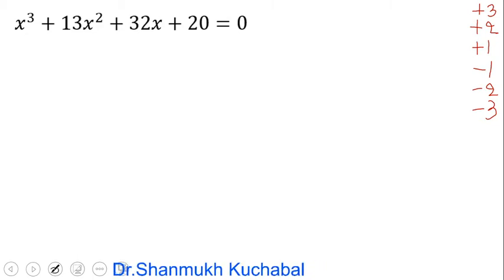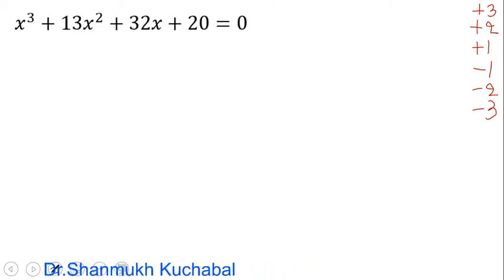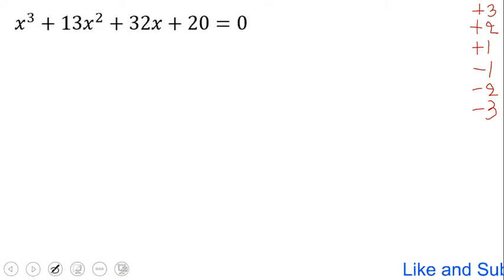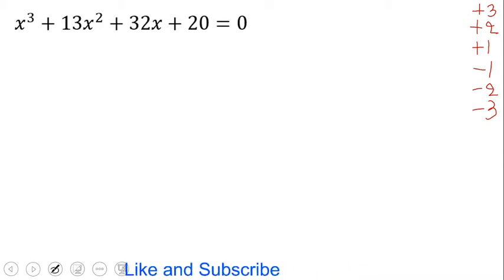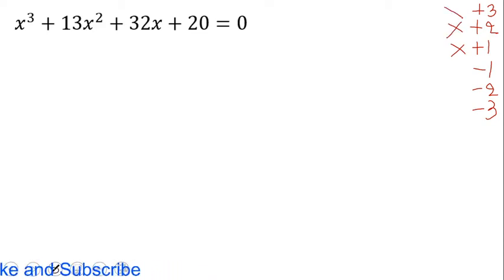So we substitute, for example, plus 1 in the given equation. 1 cube is 1, plus 13, plus 32, plus 20. If we get LHS equal to RHS, or 0 equal to 0, then it is one of the roots. So all our terms are positive, therefore plus 1 is not a solution. Similarly plus 2 is also not, plus 3 is also not. Because all are positive, we won't get LHS equal to RHS.